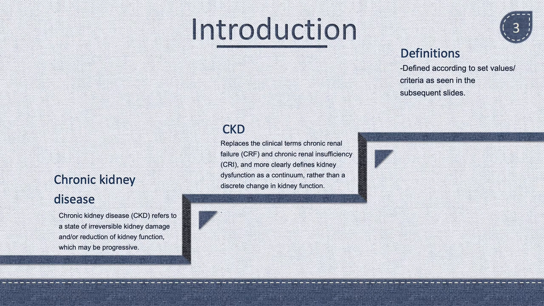In terms of chronic kidney disease definition, it refers to a state of irreversible kidney damage and/or a reduction of kidney function which may be seen as progressive. CKD replaces the previous clinical terms of chronic renal failure and chronic renal insufficiency, and it more clearly defines kidney dysfunction as occurring on a spectrum or a continuum rather than a discrete change in kidney function. As we will see on the subsequent slides, the definition is according to set values and criteria.